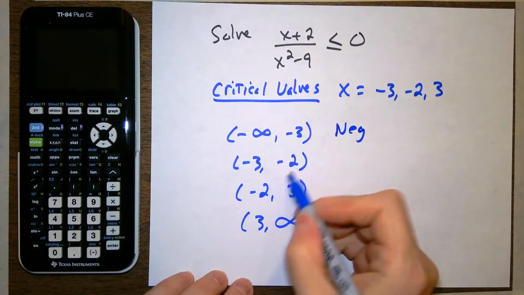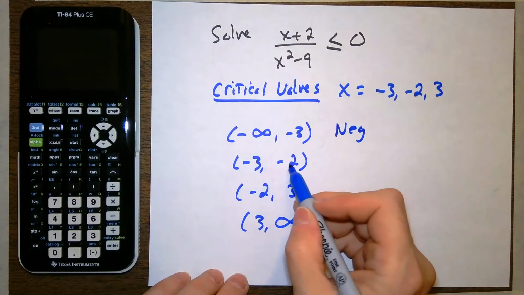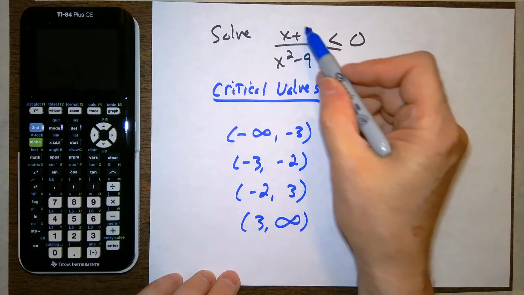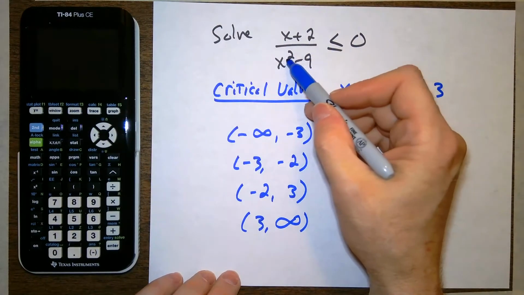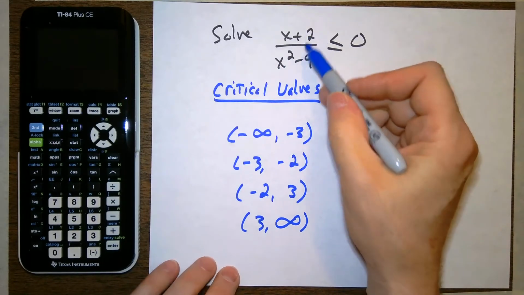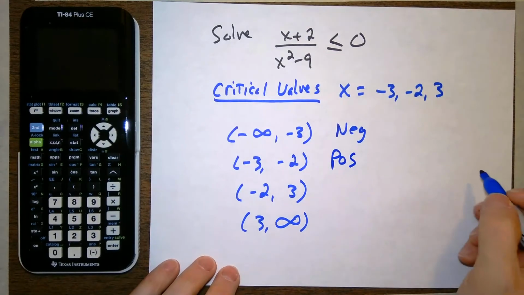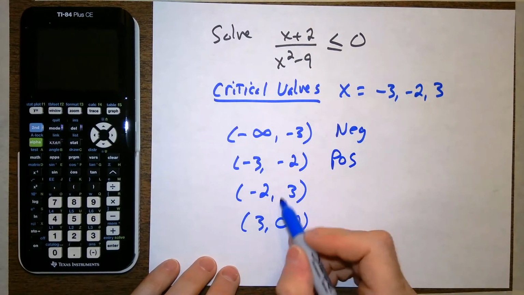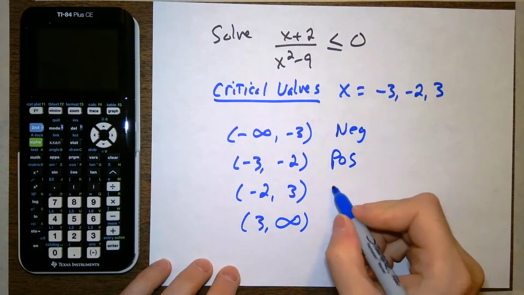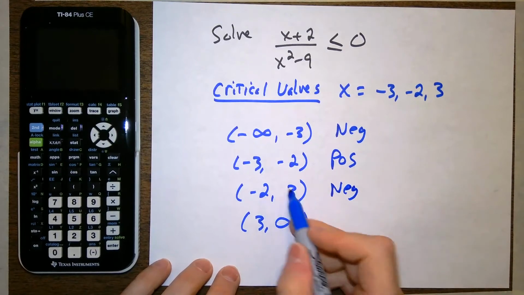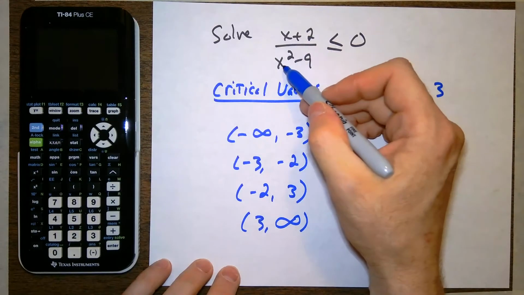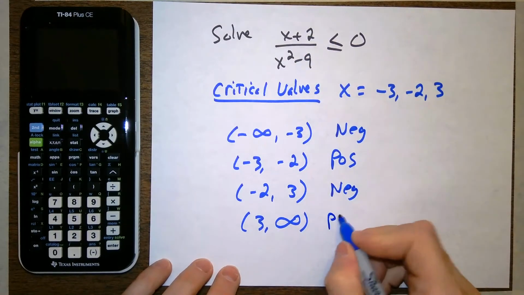Negative 3 to negative 2, a little bit more awkward here. I have to pick a value in this interval. If I pick negative 2.5, negative 2.5 plus 2 gives me a negative number up here. Negative 2.5 squared is going to be less than 9. When I subtract 9, I'm going to get a negative number down there. Negative over negative, it's positive in that interval. Negative 2 to 3, a convenient number would be 0. If I plug in 0, I get positive 2 over negative 9, which is a negative number. It's negative for the test value in that interval. From 3 to infinity, pick some number like 10. 10 plus 2, positive. 100 minus 9, positive. Positive over positive is a positive.